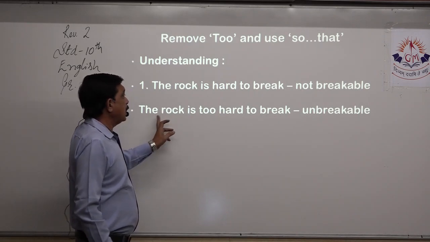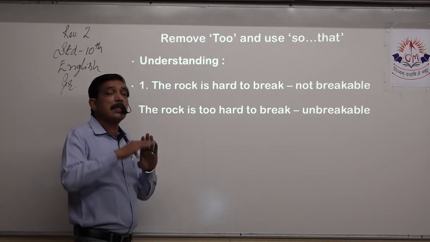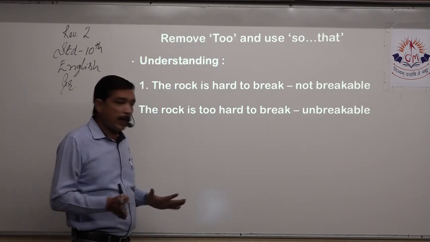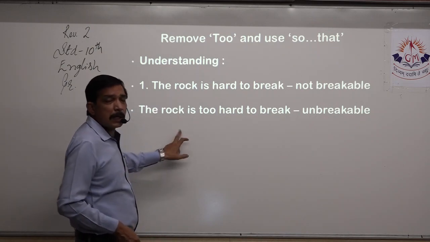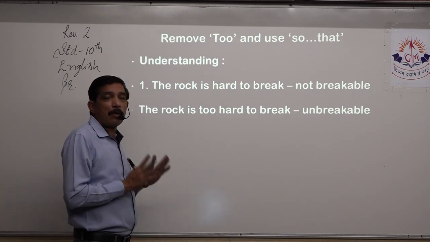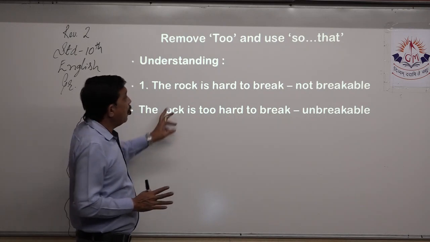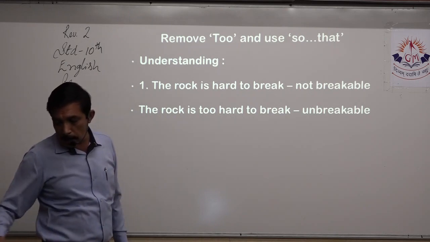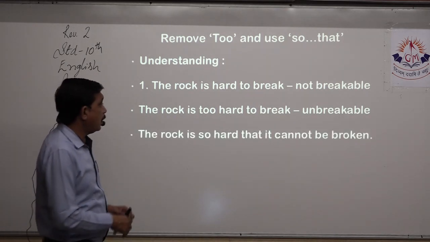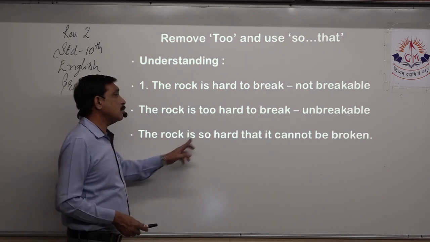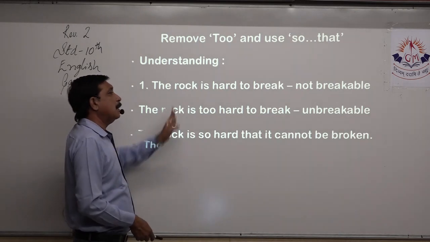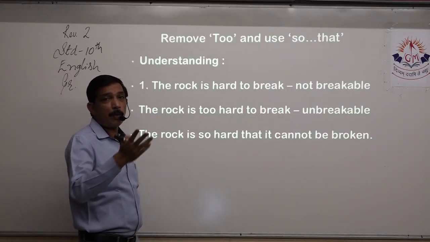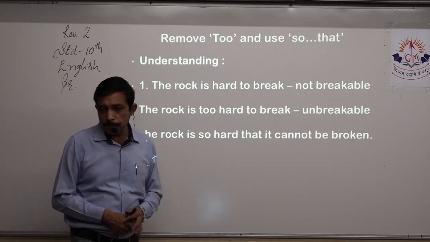Again, if I say the rock is too hard to break, I am just increasing the degree of its hardness. Otherwise, it is still not breakable. So the meaning of these two sentences is the same. The rock cannot be broken. The only thing is, if we add "too", that just extends the degree of hardness. Now, if I write in this way, the rock is so hard that it cannot be broken, still the meaning of all the three sentences is the same, because the rock is so hard that it cannot be broken. It still remains unbroken.